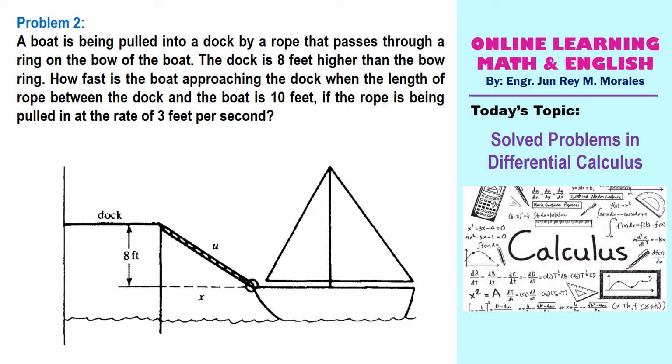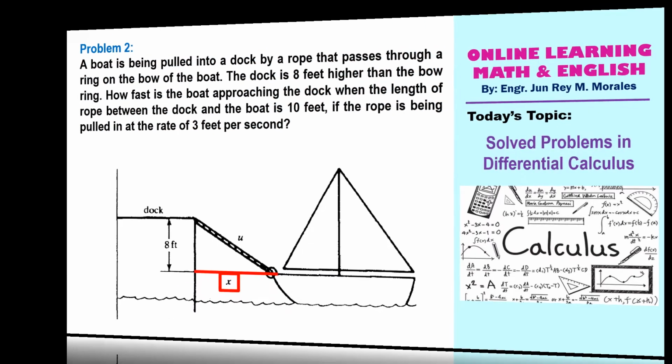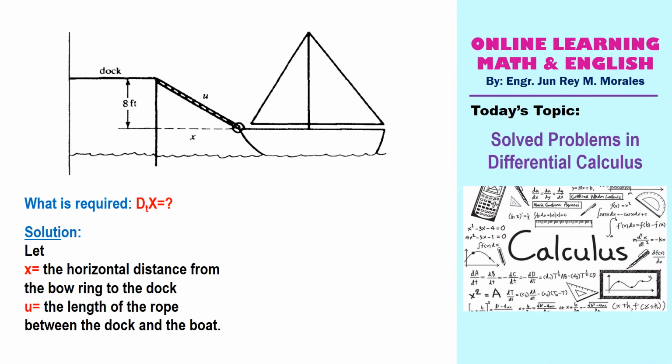Since the required is the speed, we can immediately say that it is the derivative of the distance. So, we need to write an equation that contains the value of x and find its derivative. Looking at the figure, we can say that x is the horizontal distance from the bow ring to the dock. u is the length of the rope between the dock and the boat.